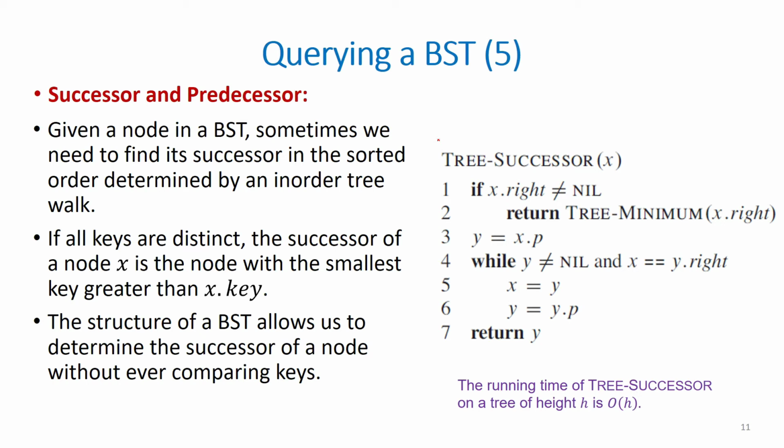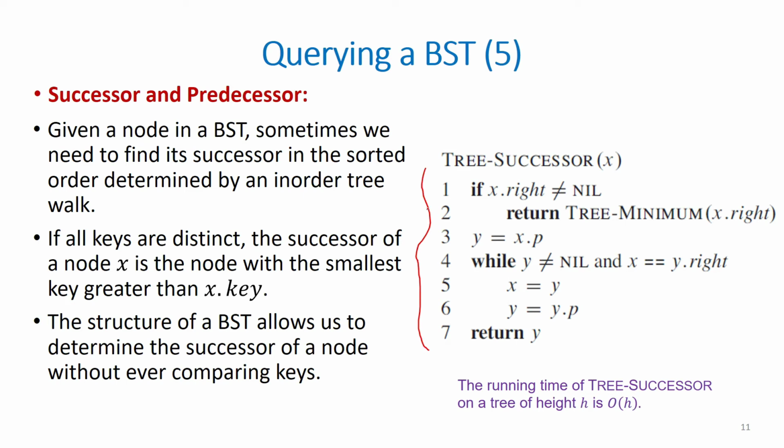Sometimes we are interested to know the successor or predecessor of a given node in a BST. The successor of a node X is the node with the smallest key greater than that of X. The structure of the BST allows us to easily determine the successor of a node without comparing the key values. The procedure that does this for us is shown here.